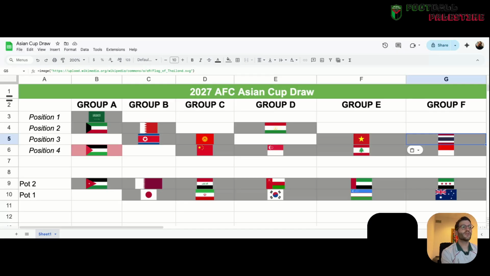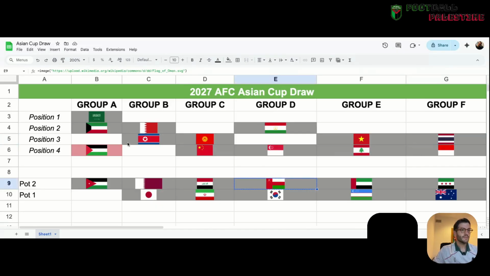It is Oman. It is Oman. I think we can be happy with this. Jordan or the holders, Qatar or Iraq would have been way more difficult. Oman will take it. I don't think Oman is better than Palestine. You're looking at Kuwait and Oman, two tough opponents, but definitely not opponents that are better than you.